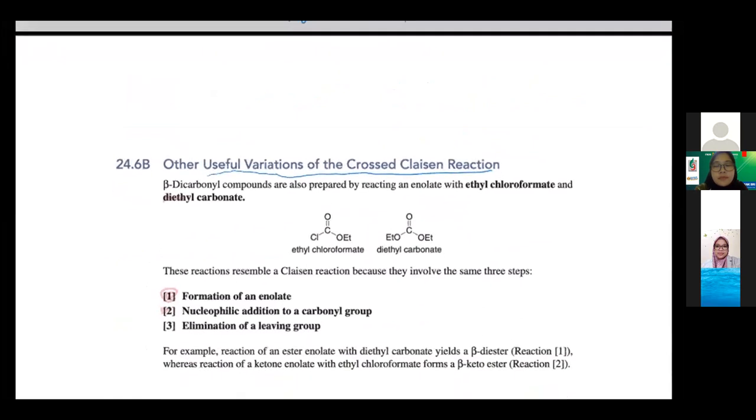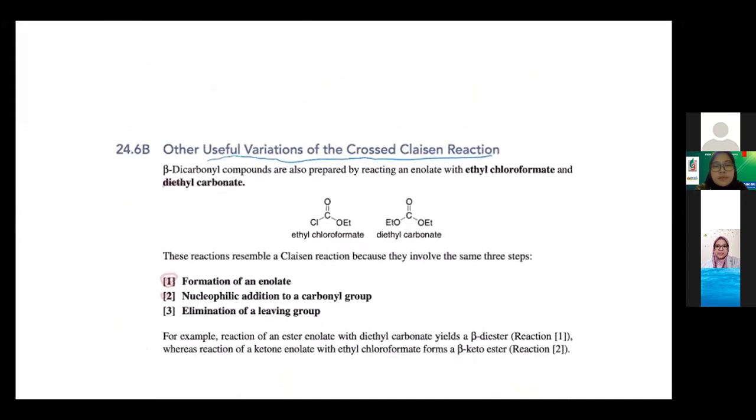So, from now, the starting materials have not only the ester but also the chloride. This one is one more ester, carbonate, and ethyl chloroformate. So the chloride is a better leaving group than the ester. So this one is a very useful tool to make the Claisen reaction.